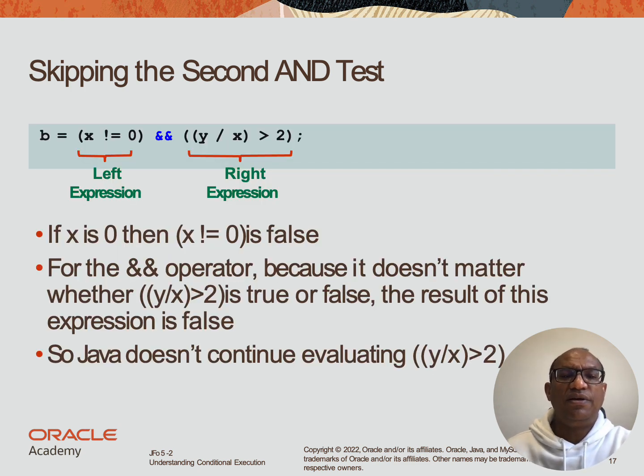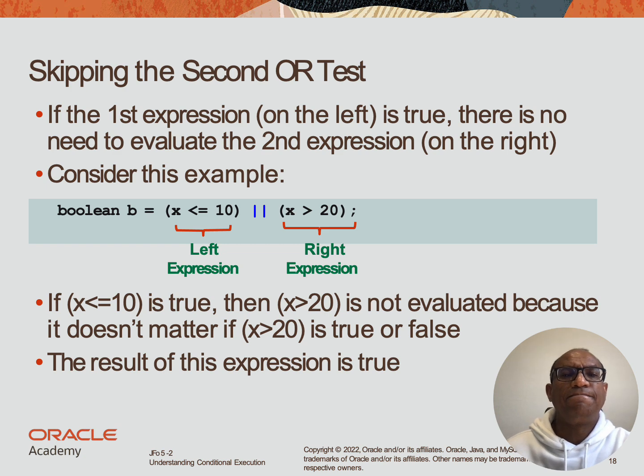Here's an example. If x is 0, the expression x not equals 0 is false. Java doesn't evaluate y divided by x greater than 2, which avoids a division by 0 error. Short-circuiting works for OR too. If the first expression is true, Java skips the second because the result is already known.